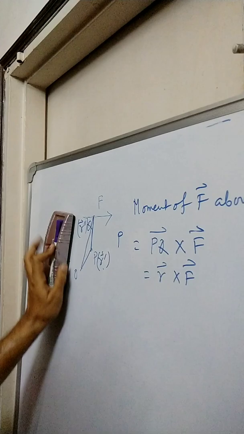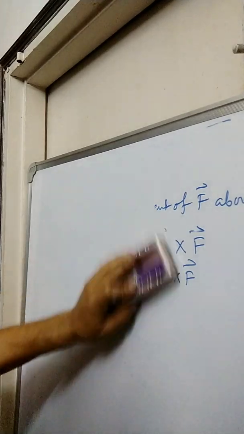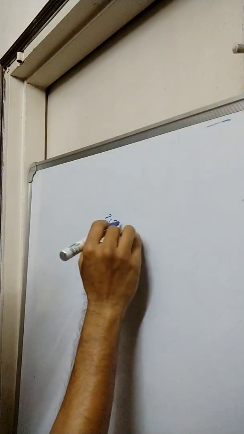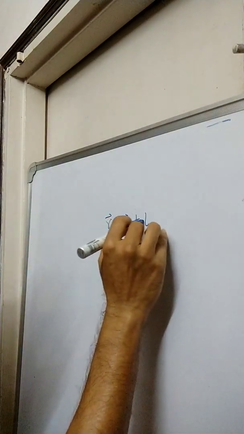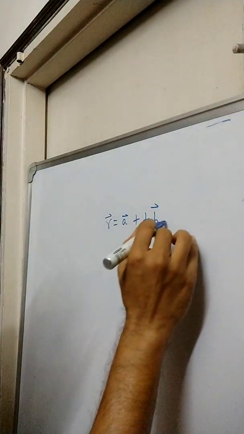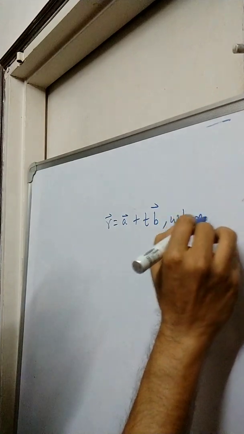Now there is application to geometry. Two very small things I will discuss. One is the equation of straight line and another is equation of plane. What is the equation of straight line? This is written as this, A plus T B, where T is any scalar.